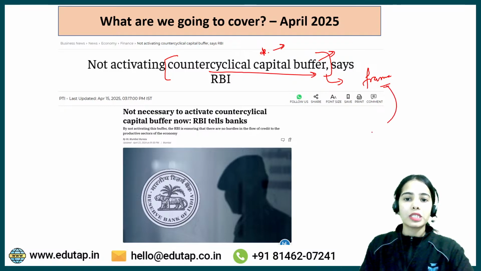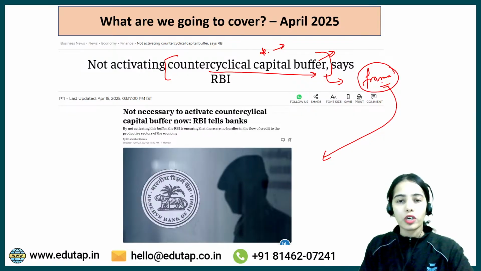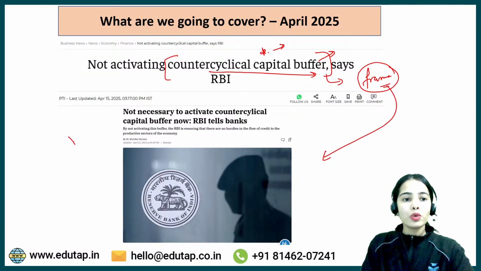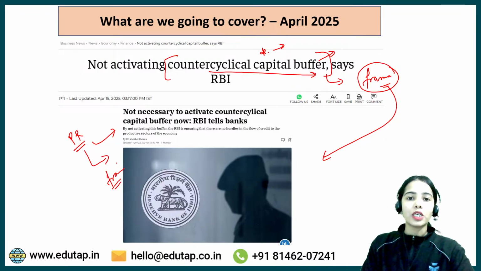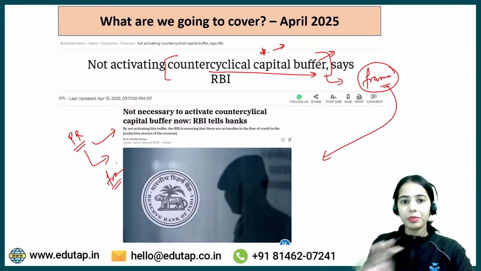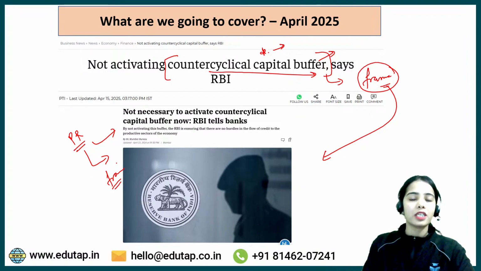This framework was discussed in the newspapers also, and that's why it becomes very important for us to understand. So we will discuss the press release released by the Reserve Bank of India regarding the counter-cyclical capital buffer, and we will discuss the framework also, so that you have clarity on what the counter-cyclical capital buffer is all about. And let me tell you that this is very important from your objective and descriptive point of view for the RBI examination, and for other regulatory body examinations also. So let's get started.